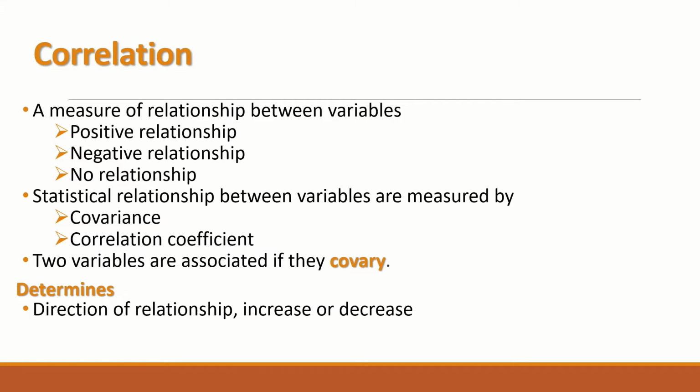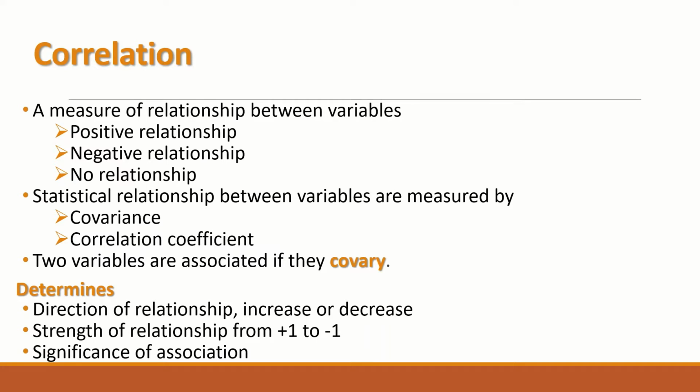Correlation will determine the direction of the relationship, whether there is an increase or a decrease, and the strength of the relationship on a scale from +1 to -1. +1 indicates the strongest relationship and a positive relationship. -1 indicates a negative relationship and the strongest relationship. And 0 indicates there is no relationship. Also, when measuring the relationship between variables, the significance of this association is determined.